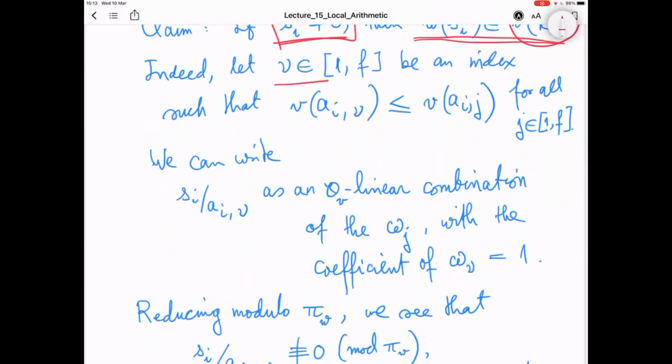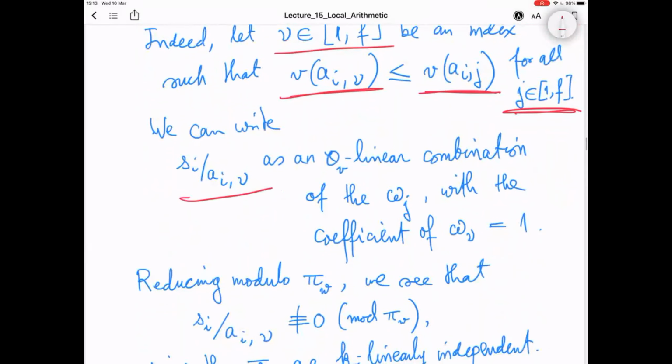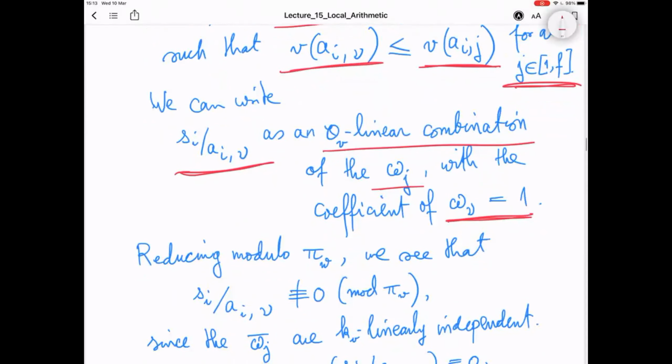So let nu be an index such that V of Ai nu is less than or equal to V of Aij for all j. Then Si divided by Ai nu is a linear combination of the omegas with the coefficient of omega nu equal to 1. Because whatever the coefficient is, I have divided by that same coefficient, and therefore the coefficient of omega nu is now equal to 1.